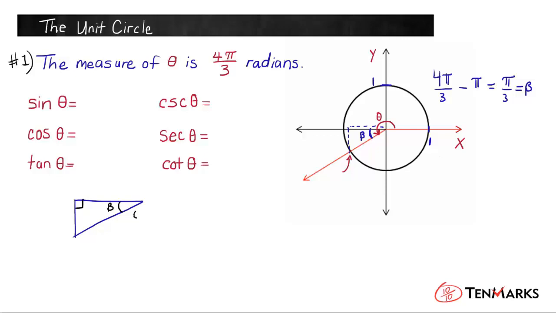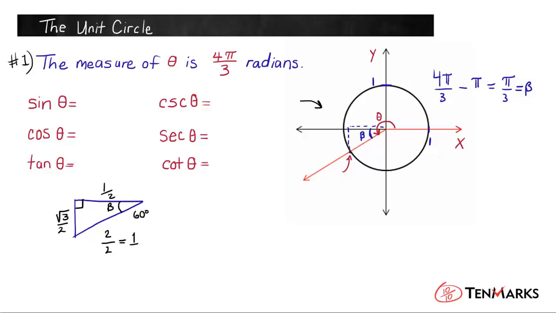Pi over 3 radians is equivalent to 60 degrees, so this is a 30, 60, 90 degree triangle. The side length ratios of a 30, 60, 90 are going to be the square root of 3, 1, and 2. Since we're on the unit circle in our graph over here, we want our hypotenuse to have a measure of 1 unit. And we can accomplish this by dividing all sides by 2 to get a hypotenuse of length 1. One leg will equal the square root of 3 over 2 units, and the other leg will be 1/2.